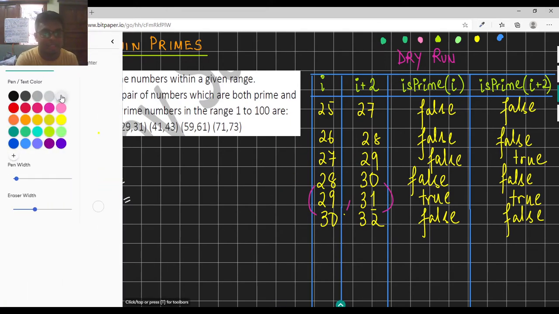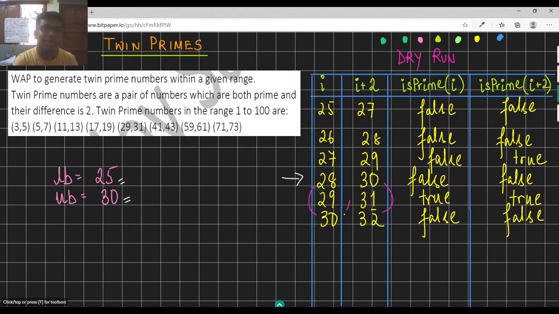Therefore, if we would have stopped our number generation at 28, then I wouldn't have gotten numbers which go beyond the given range, right? This is the reason why we generate or check numbers lying between LB and UB minus 2, because this value, though they are twin primes, they are not the correct answer, as they do not lie between 25 and 30. Get my point? Let's move on to the algorithm now.